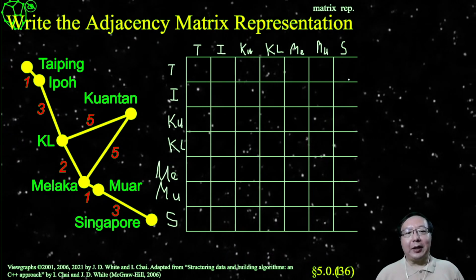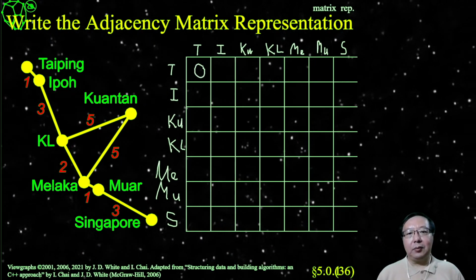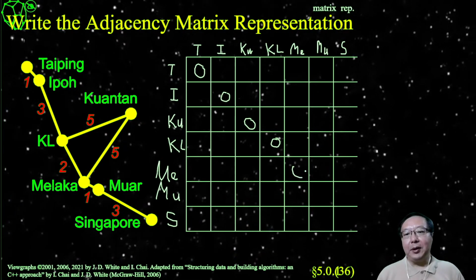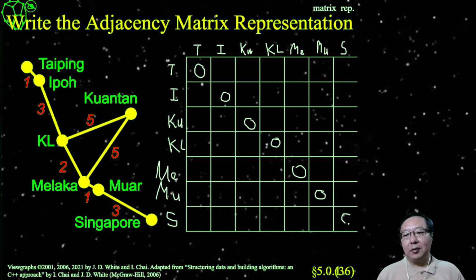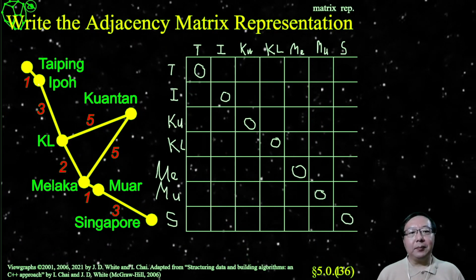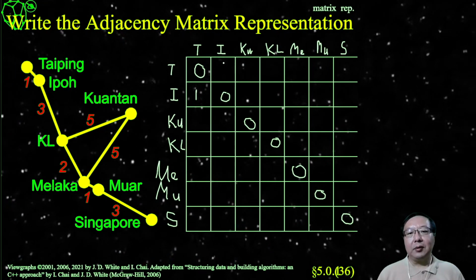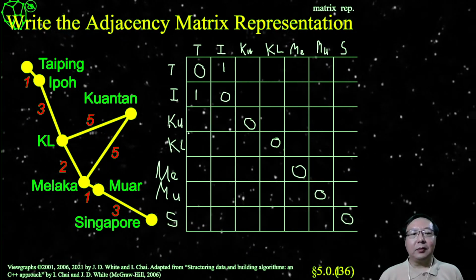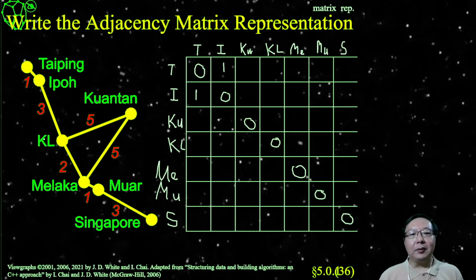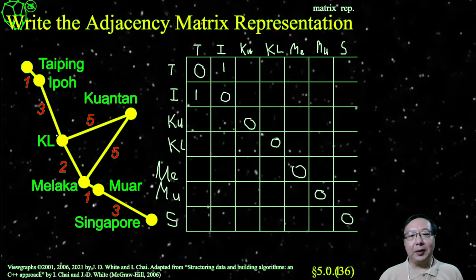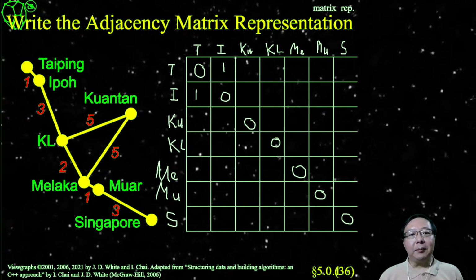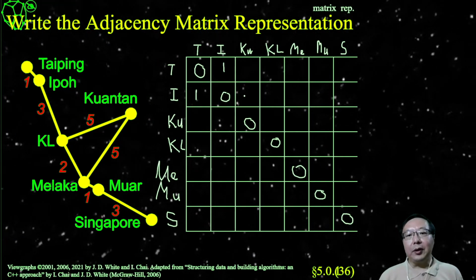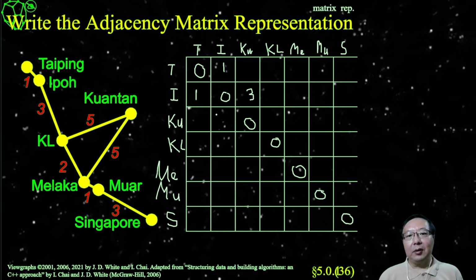Now, from Taiping to Taiping, you don't need to take any time. Same with everybody, so there's zero cost. If you're at the same place, there's zero cost. Then from Ipoh to Taiping, it's 1. It's symmetric because we are saying that this driving distance is the same either way. Then Kuala Lumpur to Taiping, there is no direct link, so we don't put anything there. Ipoh goes to Kuala Lumpur, 3. Kuala Lumpur to Ipoh, 3, the same.